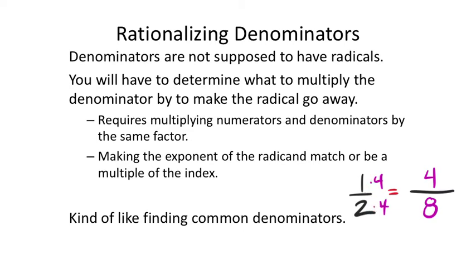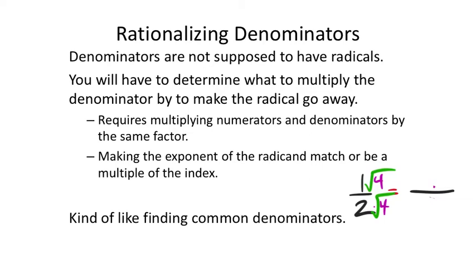Now, would that have mattered if I multiplied it by the square root of 4? It wouldn't. I mean, it changes the value. It's not now 4 over 8. You'd get something else, which we're going to get into. But to rationalize denominators, we're going to have to multiply by square roots, both in numerators and denominators. That's what we're doing. We're kind of trying to find common denominators.